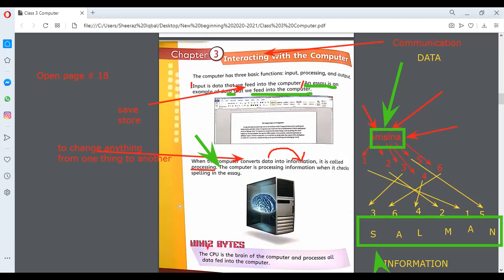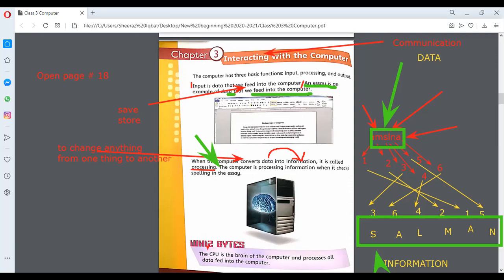Rakan, can you read this one for me? You can unmute yourself now. Yes, you can read this one. The computer is processing information when it checks spelling in the essay. Essay. That's great. So the computer is processing information when it checks spelling in the essay.